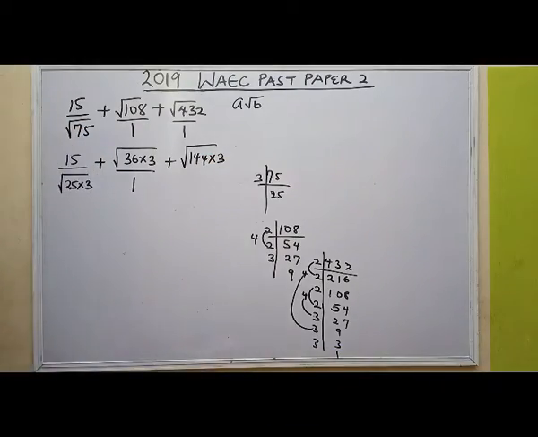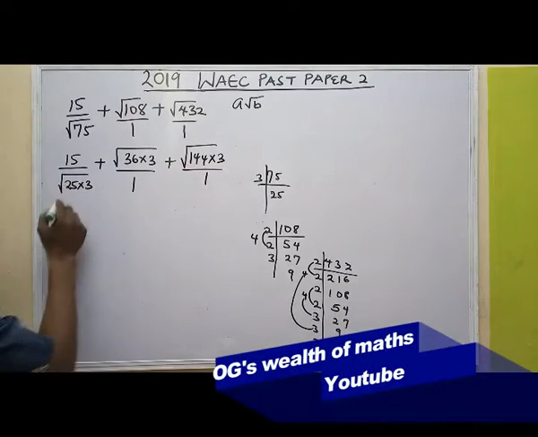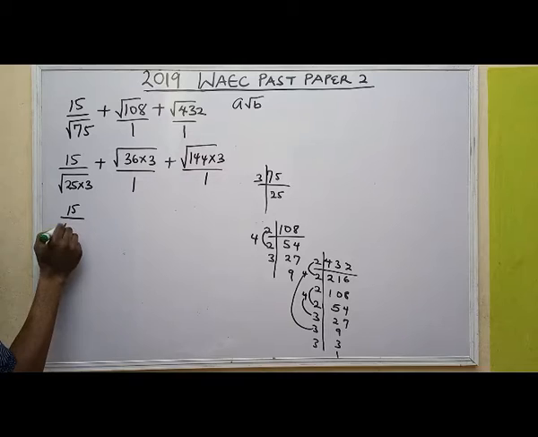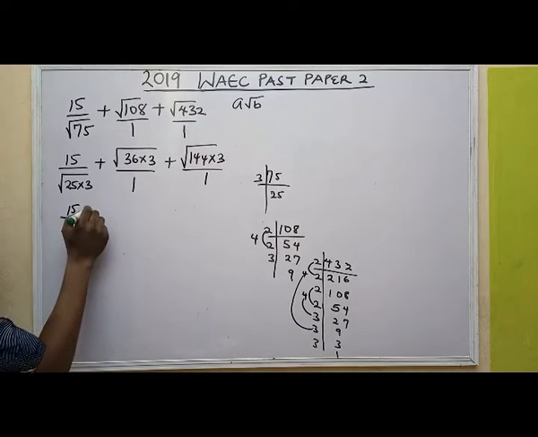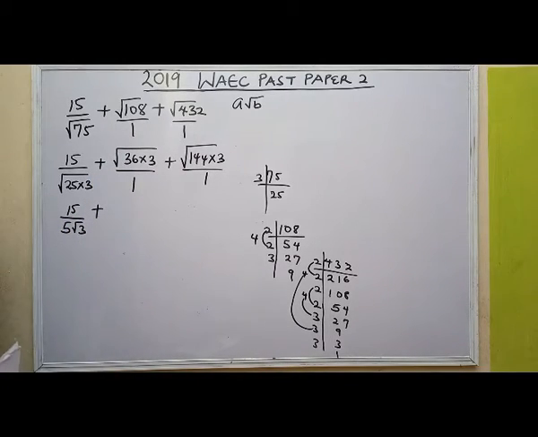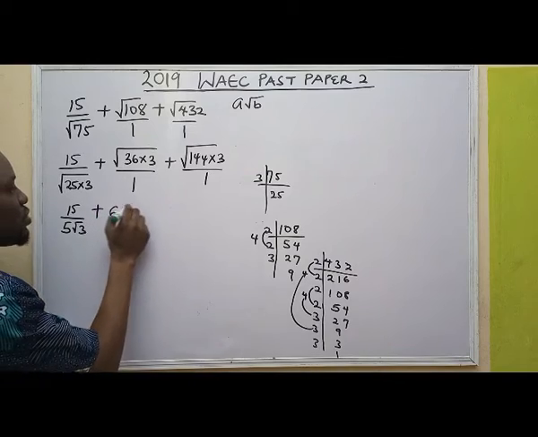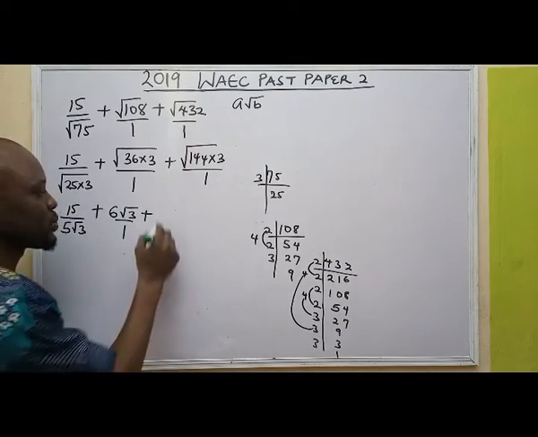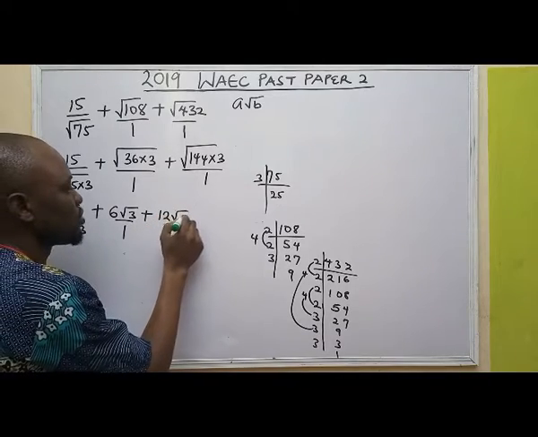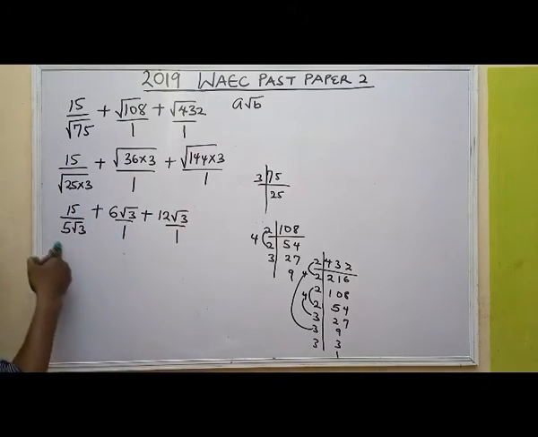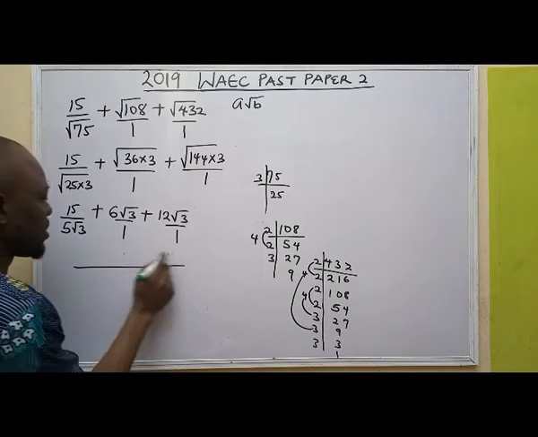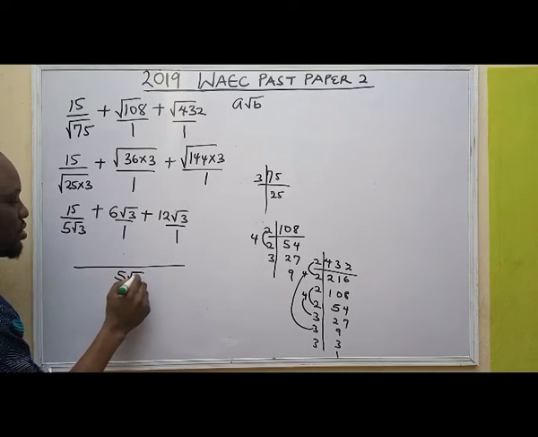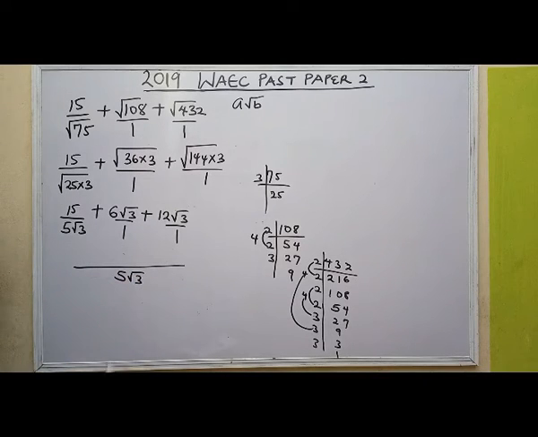So therefore, now over 1. Here I have 15 over, the square root of 25 is 5, so I have 5 root 3, plus the square root of 36 is 6, so I have 6 root 3 over 1, plus the square root of 144 is 12, so I have 12 root 3 over 1. So I'm going to find a common denominator. The common denominator will be 5 root 3, just like finding the LCM.